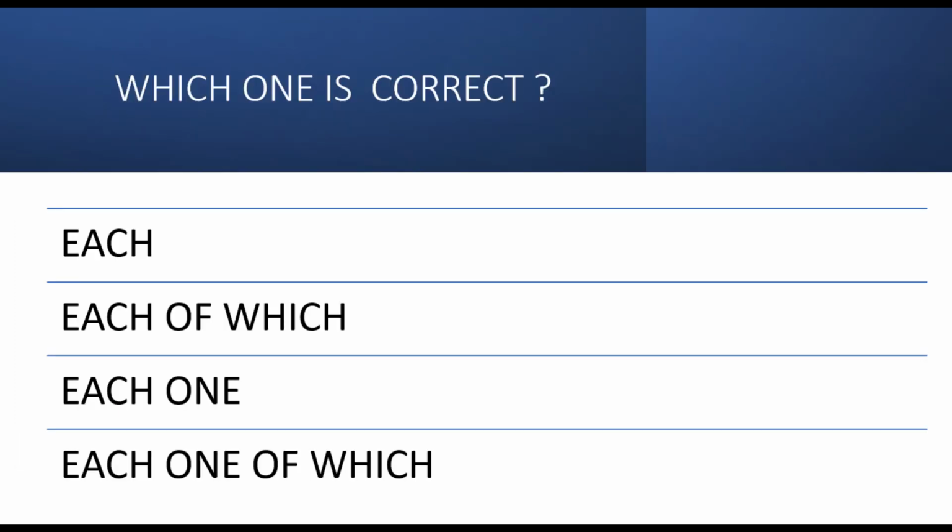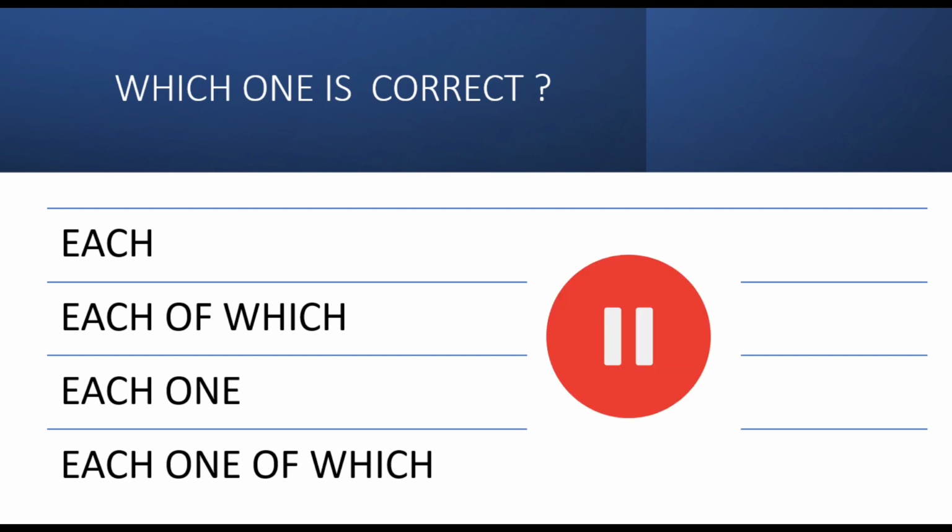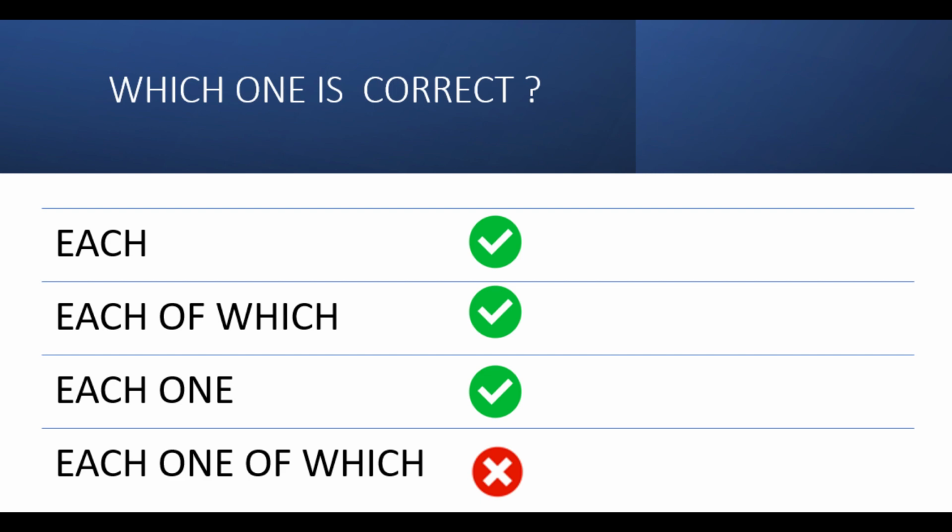Can you guess which one is correct out of these? Please pause the video, think about it, and play it when you are ready. We have already discussed each and each of which are correct.